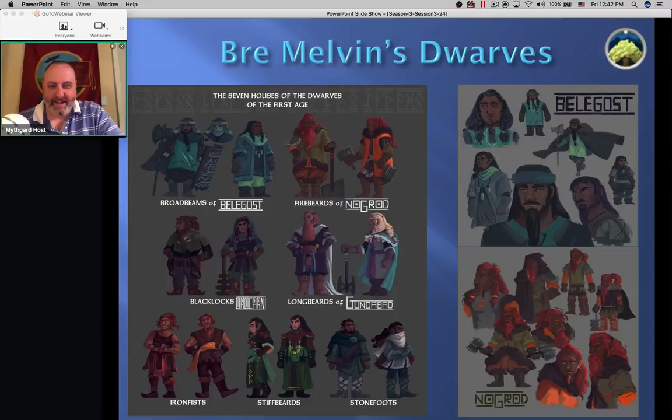Okay. So Brie, here's some of your dwarf stuff. I started drawing some of this back around December, and then I stopped working on it, and then I tried working on it this week, and I didn't really finish. But this is as close as it's going to be for today.